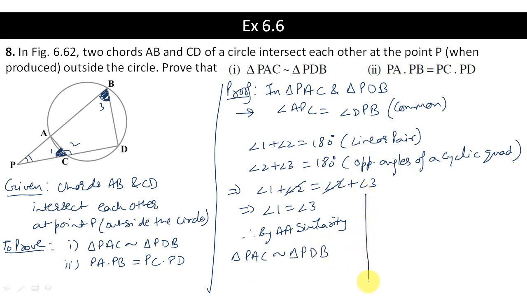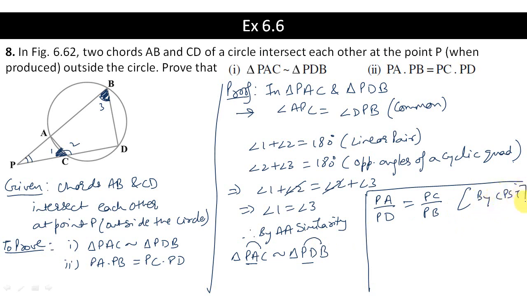And if two triangles are similar, then the sides will be proportional. So you will get PA upon PD will be equal to PC upon PB by CPCT. So when we cross multiply this, we'll get PA multiplied by PB is PC multiplied by PD. Hence proved.